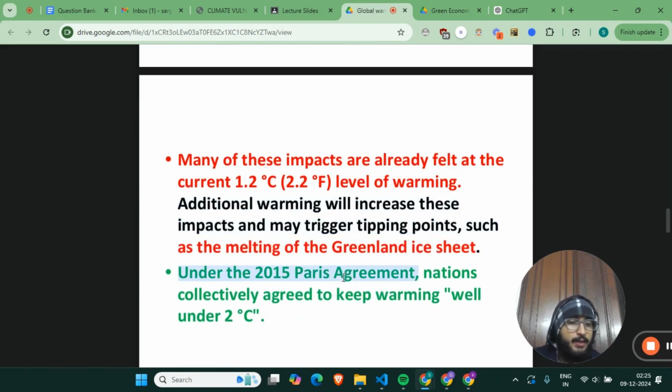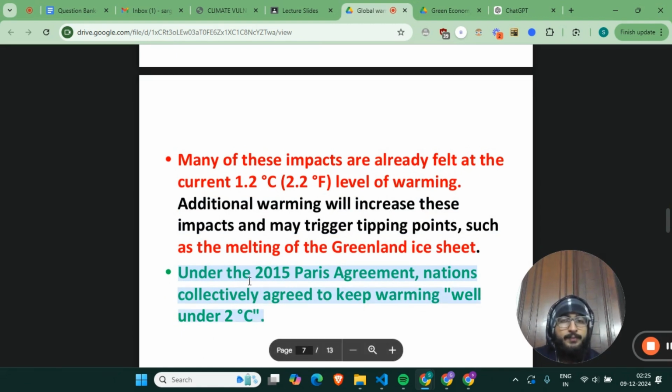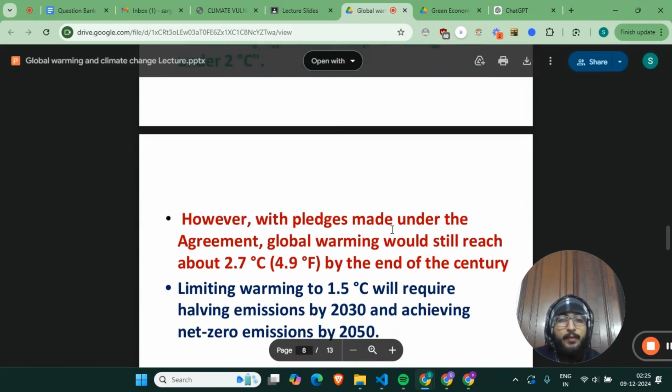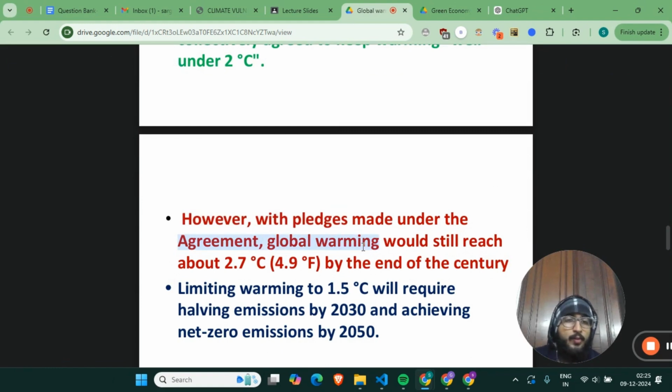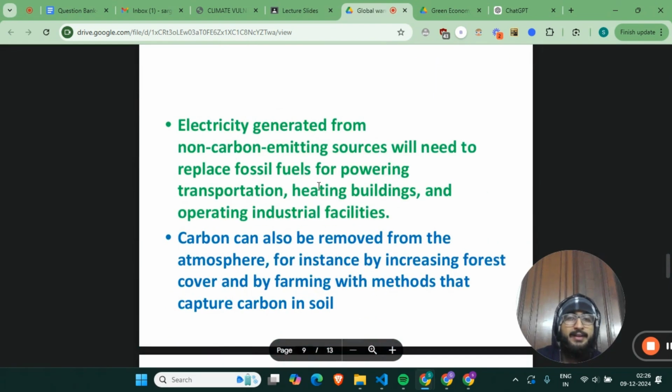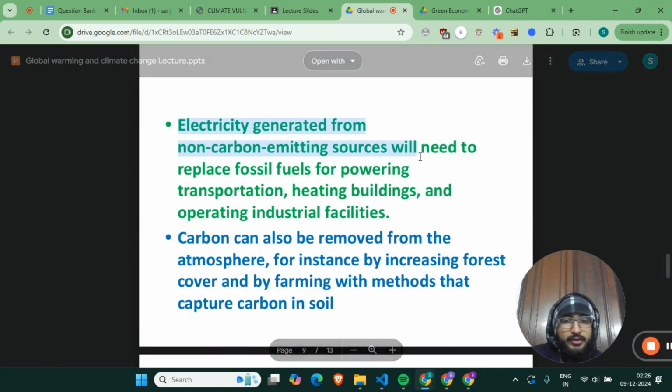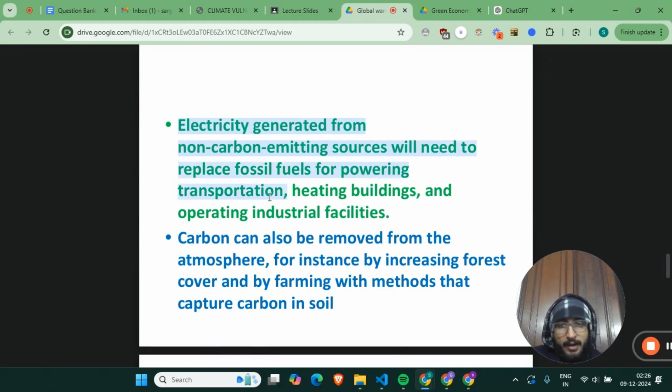Under the 2015 Paris Agreement, nations collectively agreed to keep warming well under 2 degrees Celsius. However, with pledges made under the agreement, global warming would still reach about 2.7 degrees Celsius, or 4.9 degrees Fahrenheit, by the end of the century. Limiting warming to 1.5 degrees Celsius will require halving emissions by 2030 and achieving net zero emissions by 2050. Electricity generated from non-carbon emitting sources will need to replace fossil fuels for power and transportation, heating buildings, and operating industrial facilities.